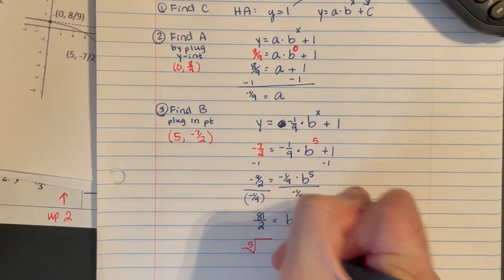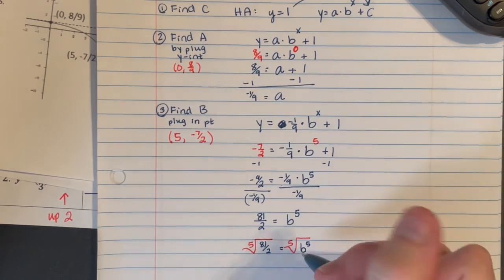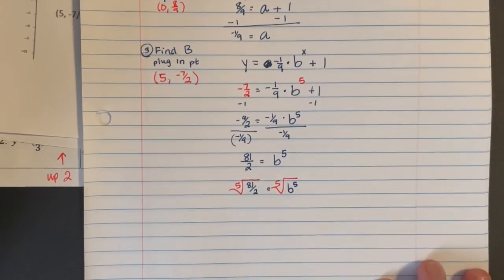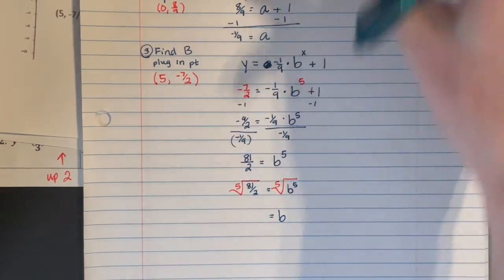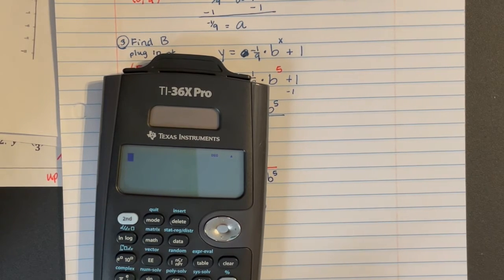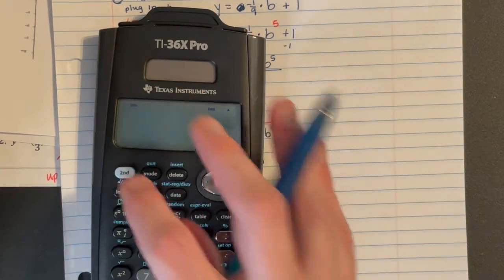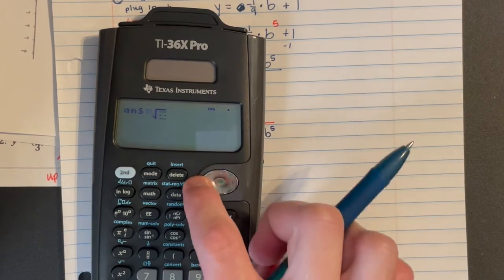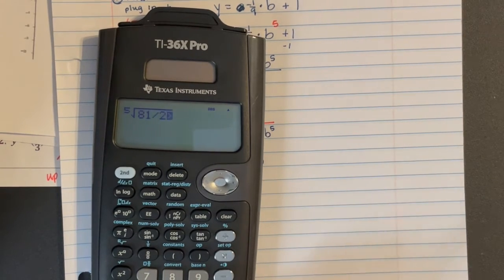And it will look like b equals the 5th root of 81/2. What that does is cancel out the exponent with the root. So we just have b by itself now. But we would need to figure out what this 5th root of 81/2 is. In your calculator, you have a square root button where you can change the index. So I'm going to hit second, that square root button, and I'll have to go back to a 5 there. So 5th root of 81/2.